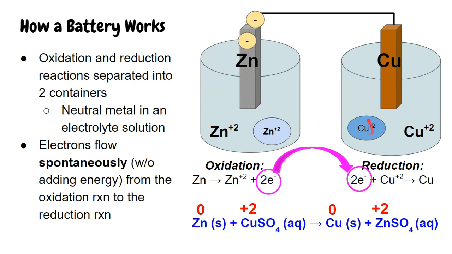It's just that this copper would really like to accept them. So there they go. They flow through the wire. They can be used to power anything that works on electrical power. And then when the electrons get over here, this copper snatches those electrons. And once that copper with its +2 charge accepts those 2 electrons, it neutralizes and becomes a solid copper atom.